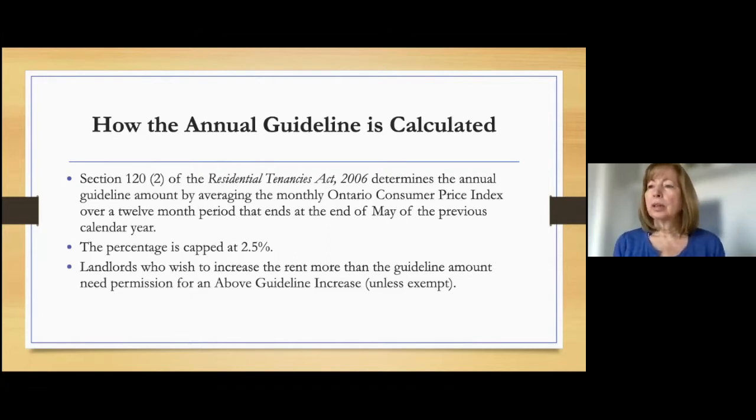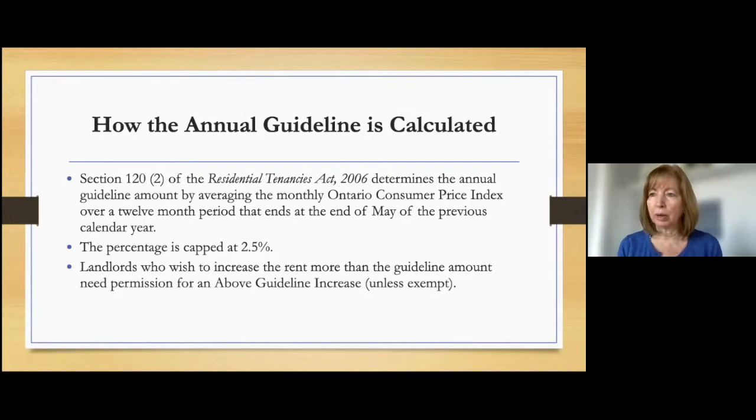The annual increase guideline is determined according to Section 120, subsection 2 of the RTA, which averages the monthly Ontario Consumer Price Index over a 12-month period. The data used to determine the guideline is taken from June to May of the previous year.